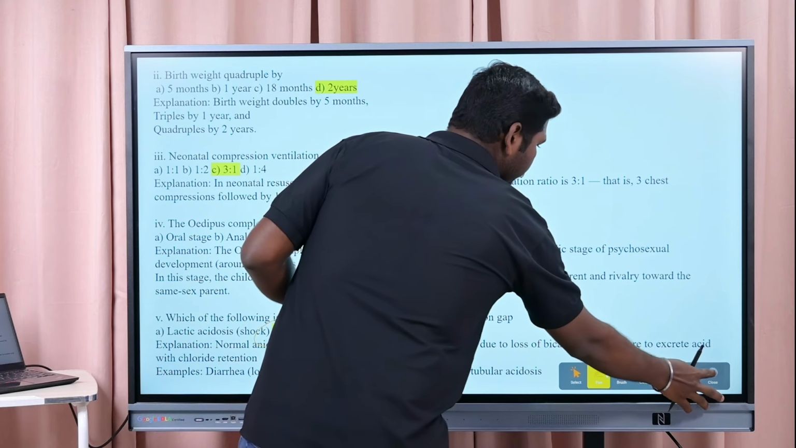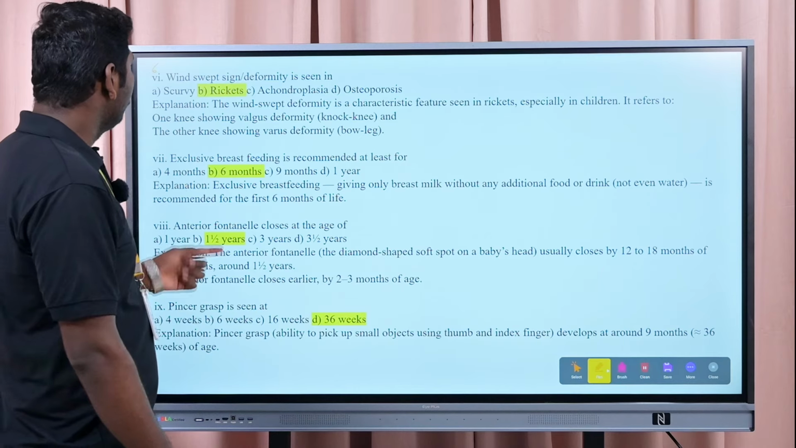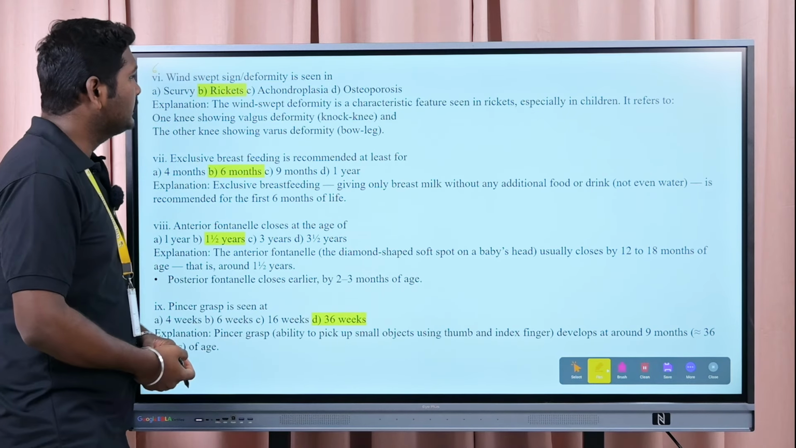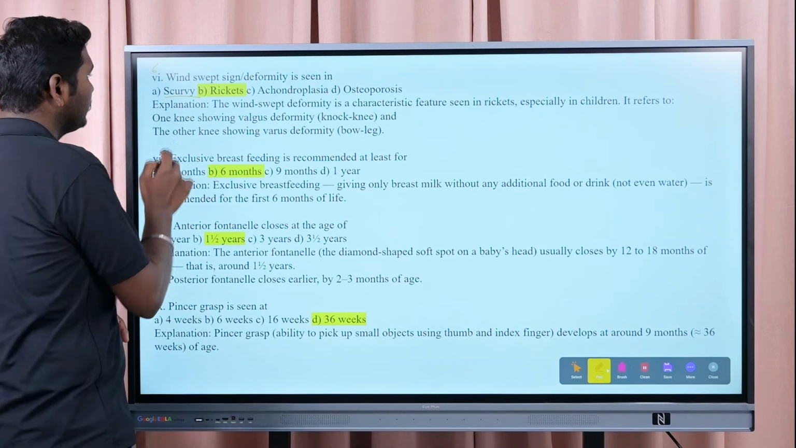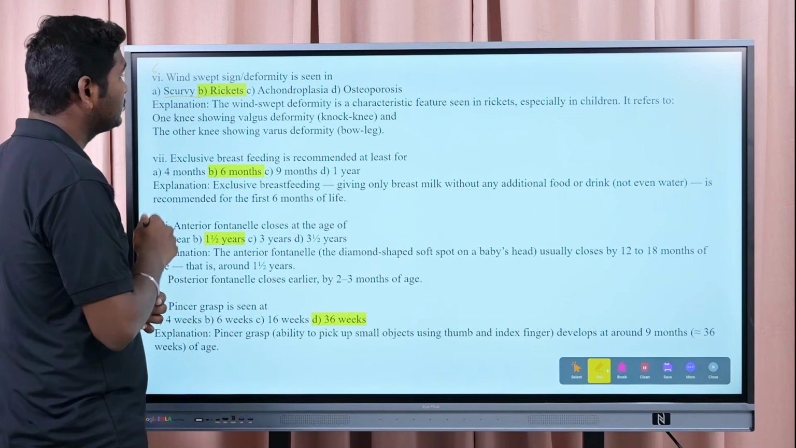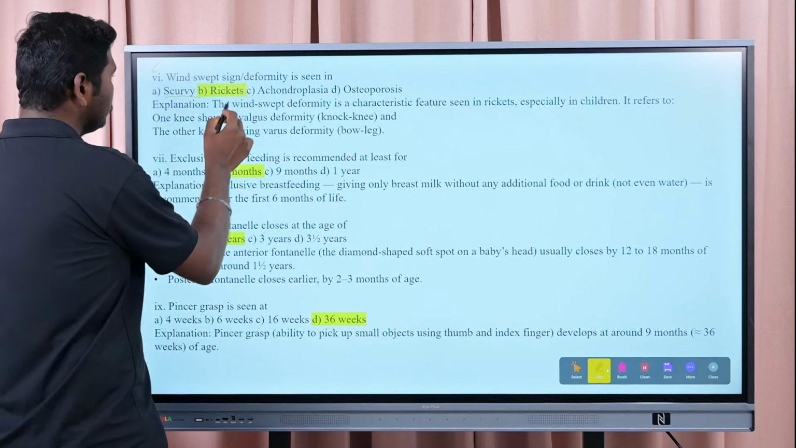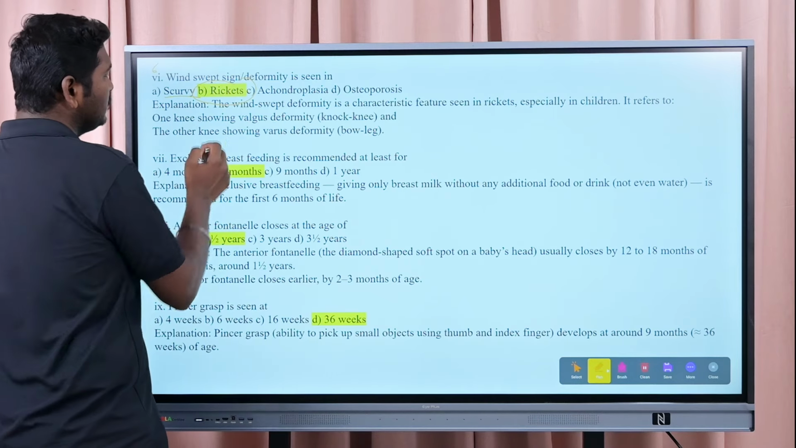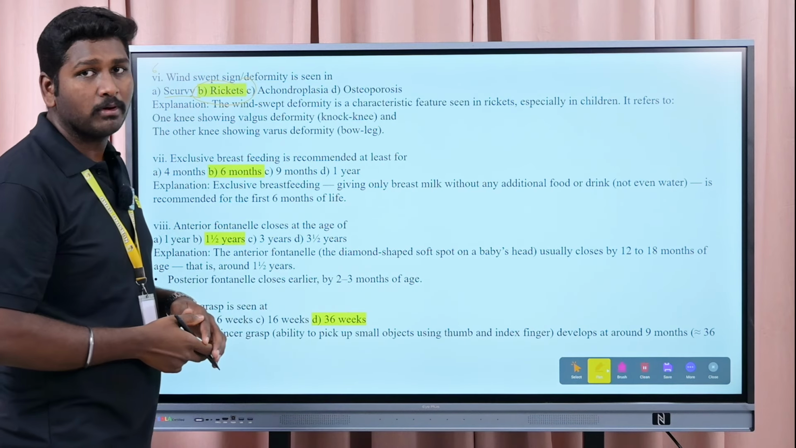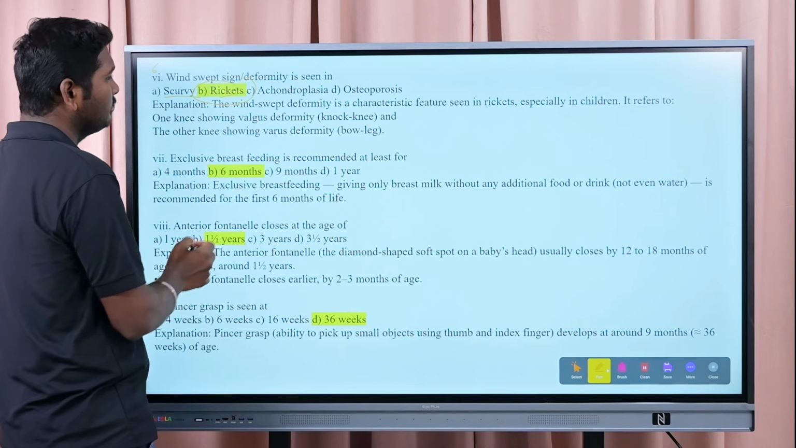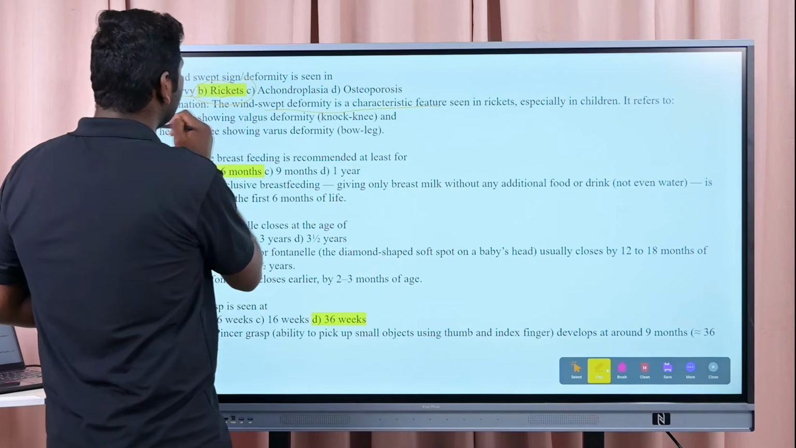And next is the sixth question. What is the sixth MCQ? Windswept sign or deformity is seen in which of the following disease conditions? A, scurvy, B, rickets, C, achondroplasia, and D, osteoporosis. So the answer is rickets. A windswept deformity is seen in this rickets condition, and you can see the explanation clearly.